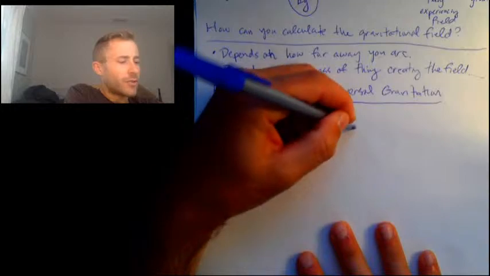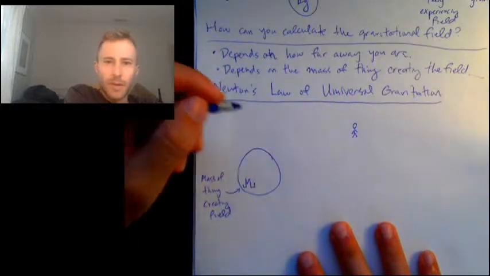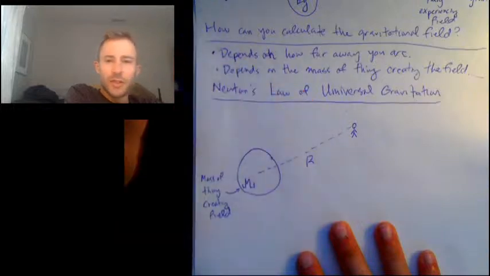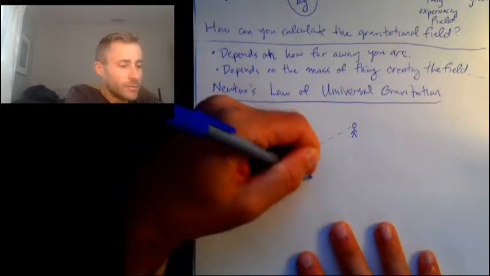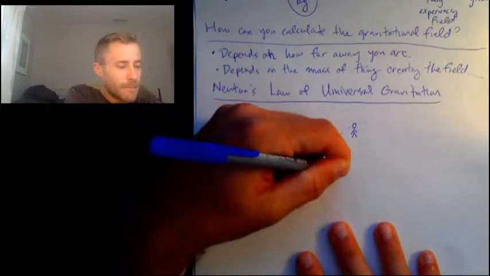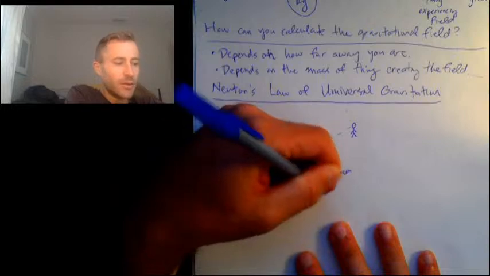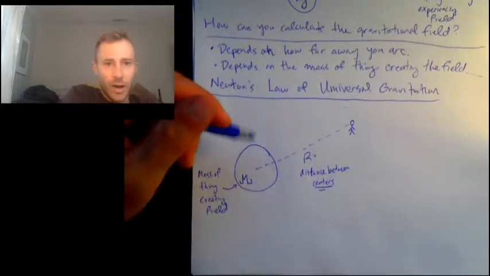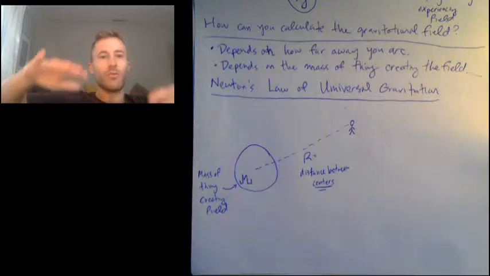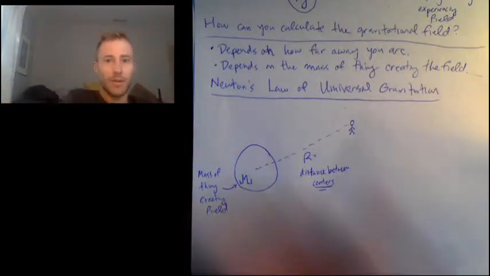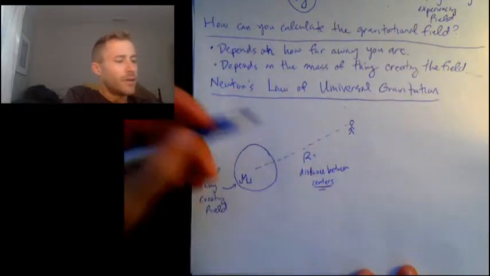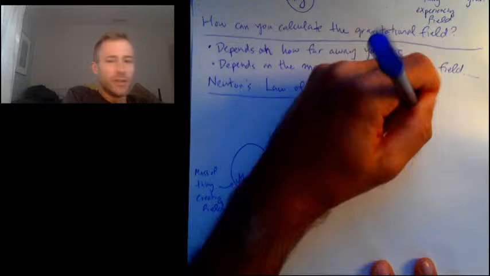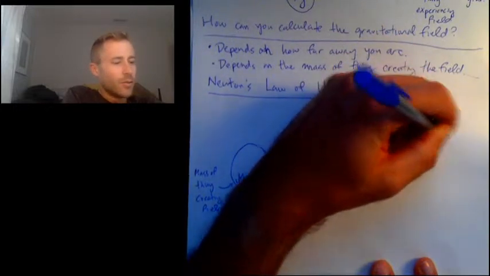Now, suppose we have an astronaut who's over here. We are going to let R, big R, represent the distance between the centers of the objects. So not the distance to the surface, but the distance all the way to the center of the Earth. Right now we're on the surface of the Earth, so our R value would be equal to the radius of the Earth, because that's the distance from the surface to the center. Newton wrote down an equation for the gravitational field, and it was little g equals big G times big M over R squared.